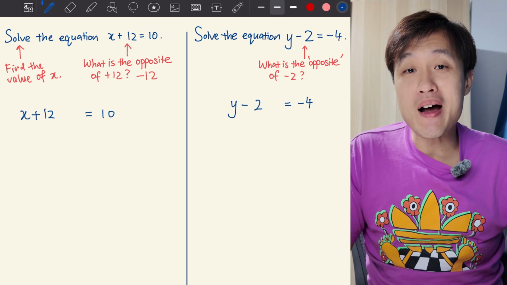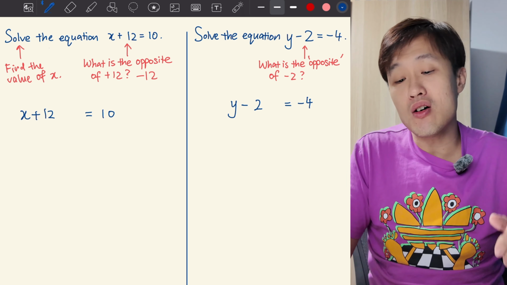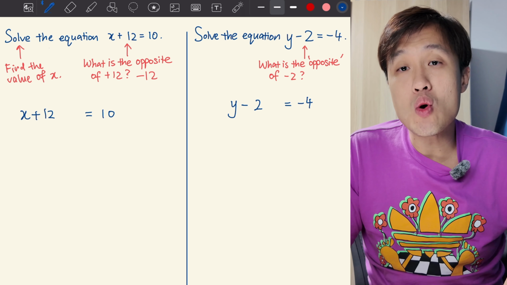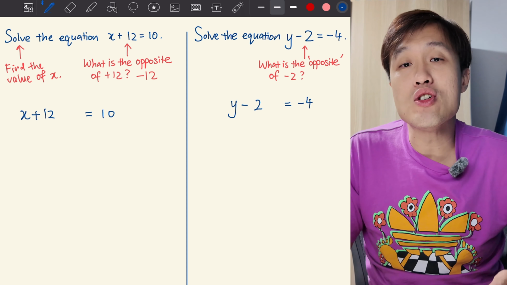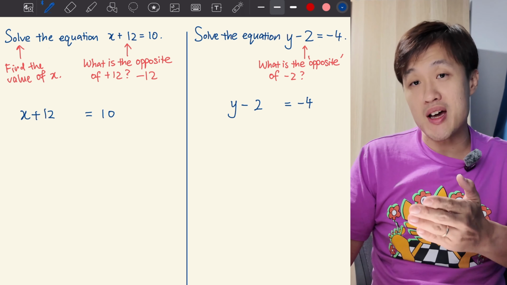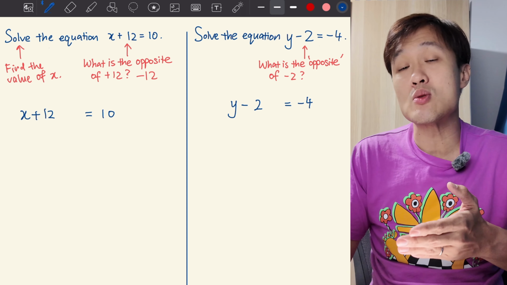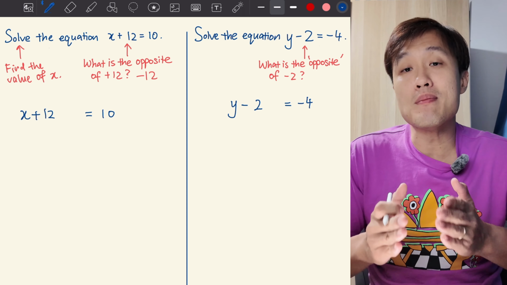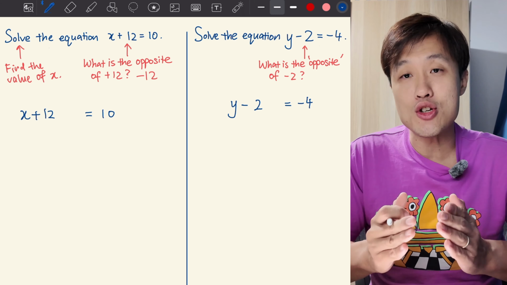So let's start by understanding what is an equation. You see over here on your screen you have x plus 12 equals 10 and we're supposed to solve it. This is called an equation because there is a left hand side which is x plus 12. There's a right hand side which is a 10. Sometimes it can include variables as well, and they are separated by an equal sign. So you're going to see this equal sign in an equation.